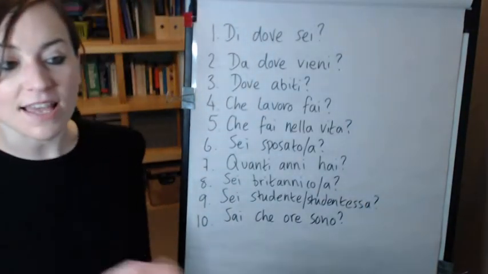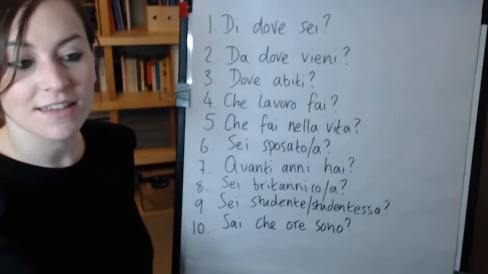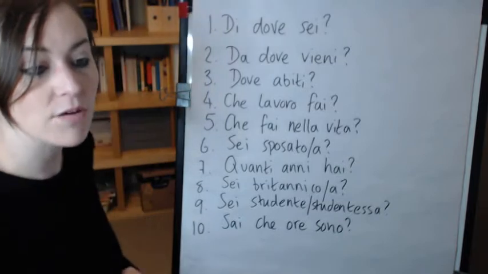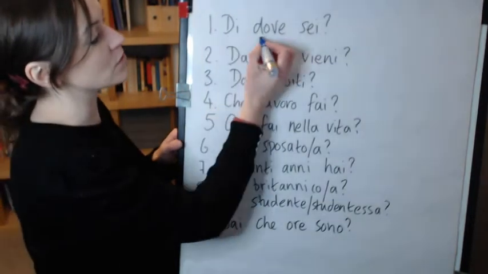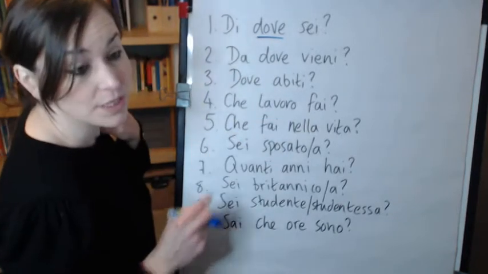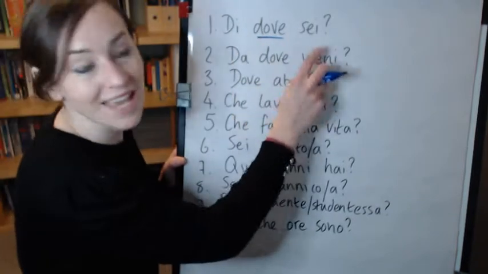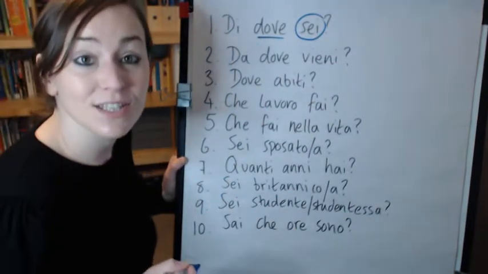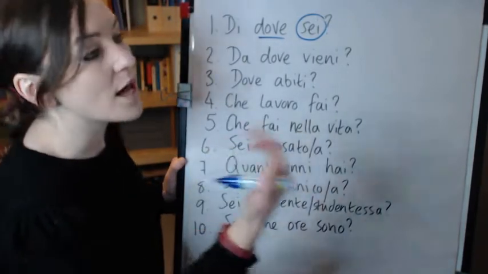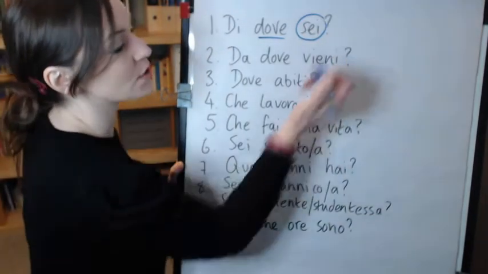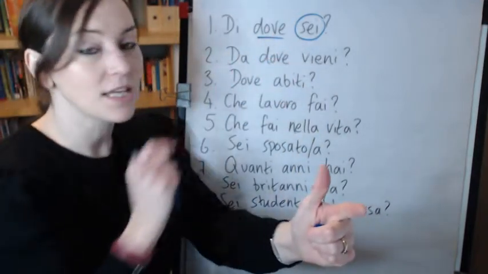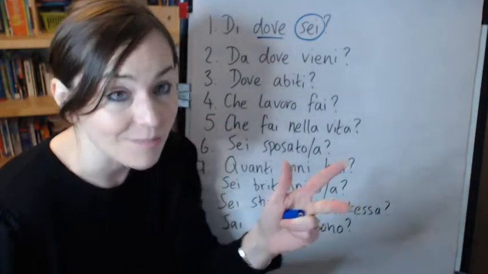Di dove sei? Okay, di dove sei. That means, where are you from? So we've got from where. The preposition often comes before the question word, di dove sei. This bit here is the verb in the tu form, from essere, okay? So, from where are you? We change that into the third person, so io sono, tu sei, lui, lei, è.